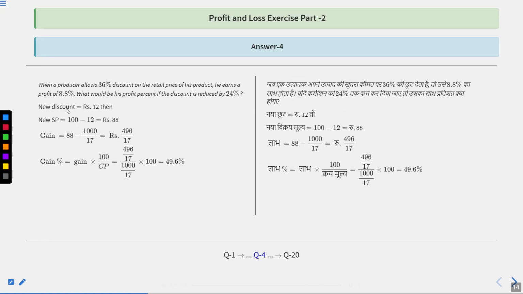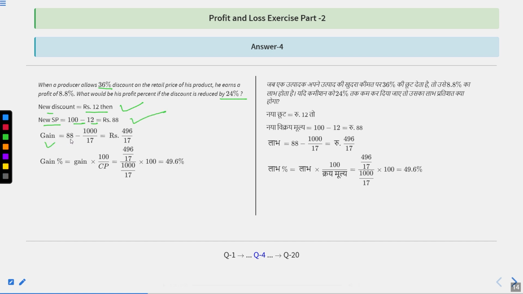So the net discount becomes 12, because the question says what would be his profit percent if the discount is reduced by 24. It means it was 36 before and it is reduced by 24, which means it becomes 12%. So the new discount is 12 rupees. So our new SP, when we subtract 100 minus 12, is 88 rupees.